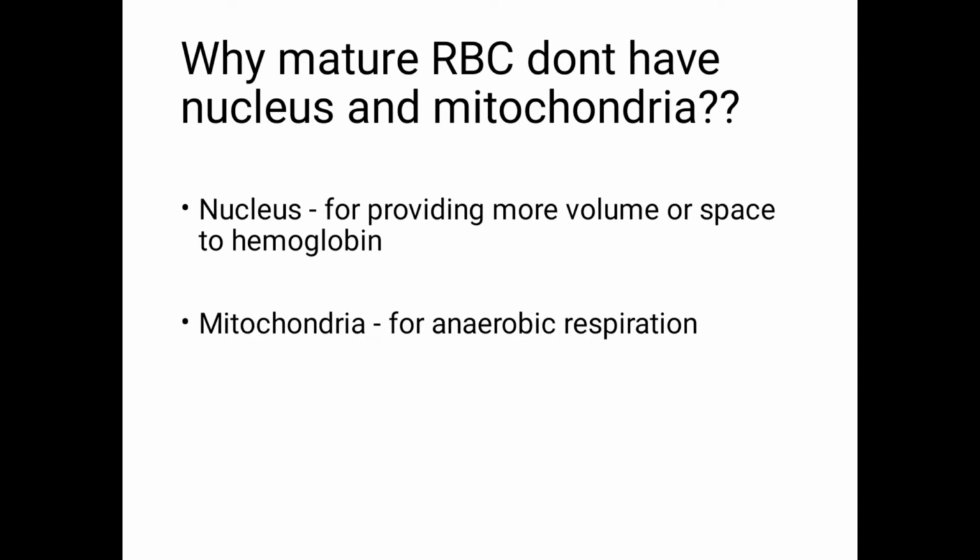Now, why don't they have any mitochondria? The first reason is to provide more space for oxygen transport. The second reason is anaerobic respiration. As you all know, mitochondria is involved in aerobic respiration. If mitochondria were present, the cell itself would utilize the oxygen which has to be transported to the body. So the number of oxygen molecules transported to the body decreases. To compensate for these losses, mature RBCs don't have any nucleus and mitochondria.